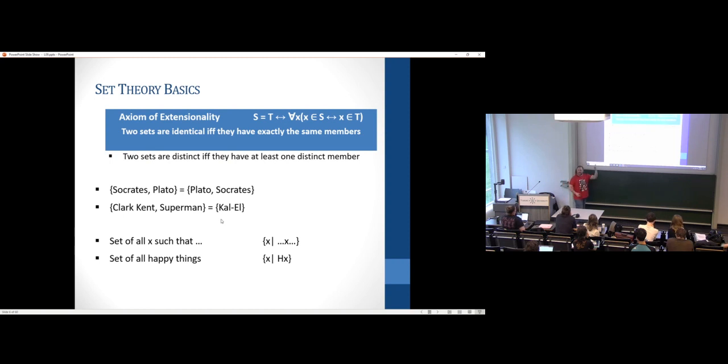So two lessons here, right? Order of presentation doesn't matter when we're just thinking about sets. All that matters is what's in there. And the number of different ways you refer to objects doesn't matter. All that matters is what's in there.